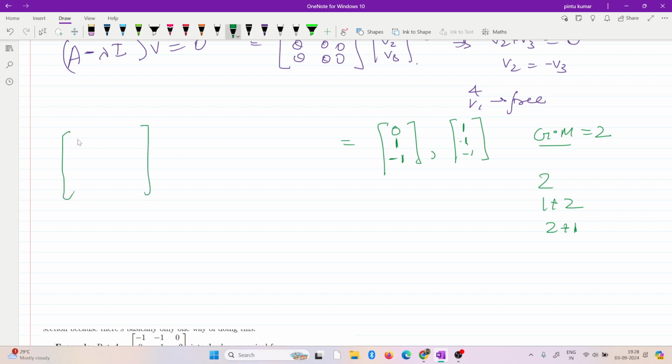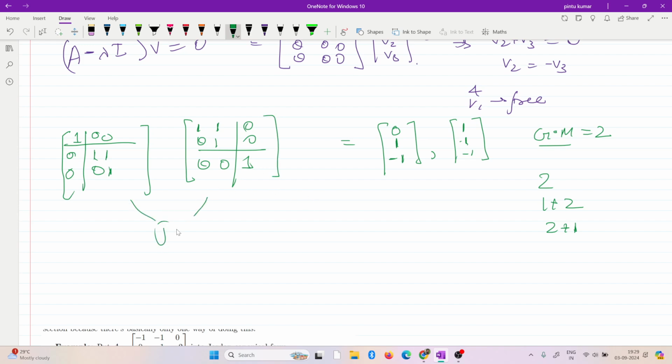If you go for 1 plus 2, you will have 1. This is your 1 cross 1. Then you will have 1, 1, 1, 0, and 0 elsewhere. Another option is, if you go for 2 first, and then 1, you have 0, 0, right? These are the 2 possible Jordan canonical forms.